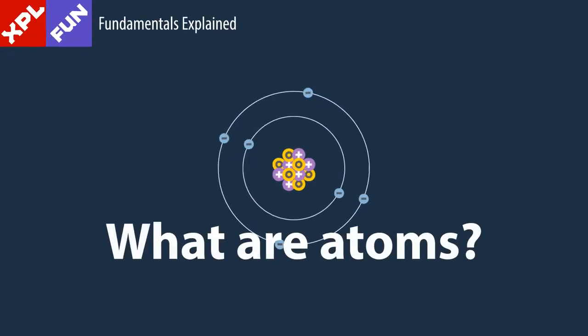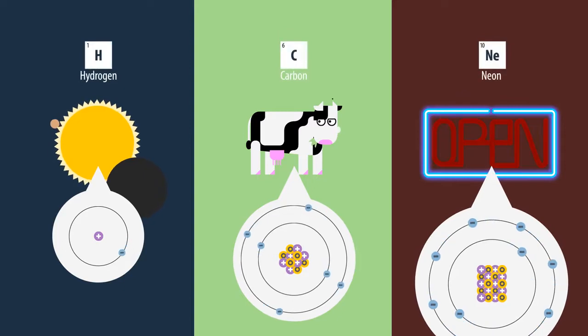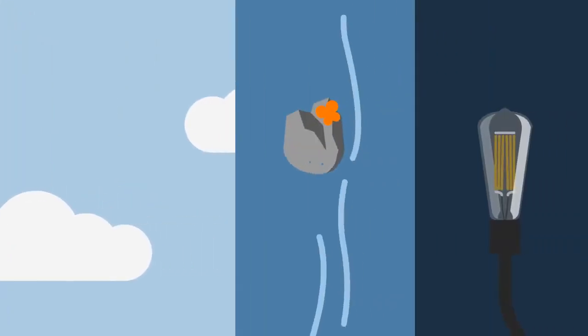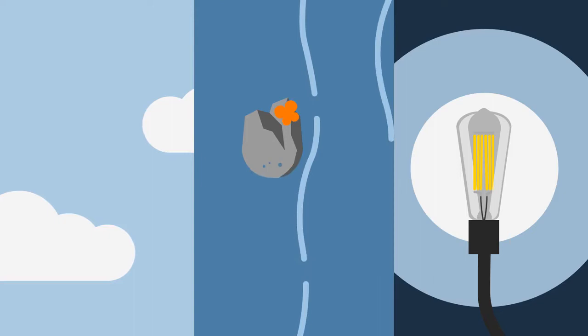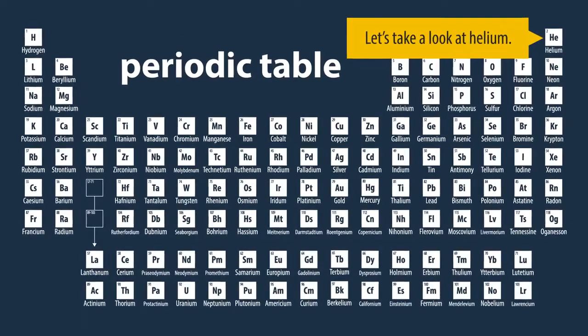What are atoms? Everything is made up out of atoms. Atoms are responsible for the properties of everything. The periodic table lists all the species of atoms we know can exist.